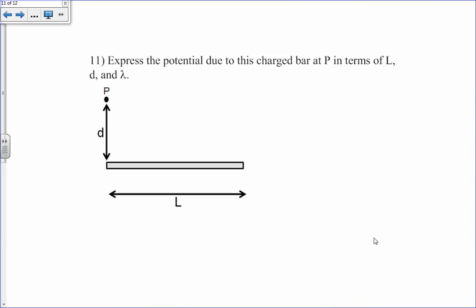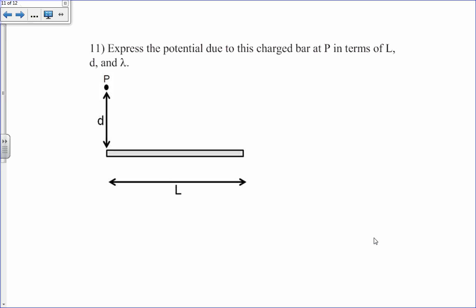All right. Express the potential due to this charge bar at P in terms of L, D, and lambda. This is similar to what we did with the fields, though with electric potential it's a ton easier because potential is a scalar quantity and fields are vector quantities. It's just a lot easier to deal with scalar quantities. I want to know the potential at this point due to this bar. I'm going to break this bar up into little differential elements. They're going to be a length dx, and they're going to be a distance x from the end of the bar.